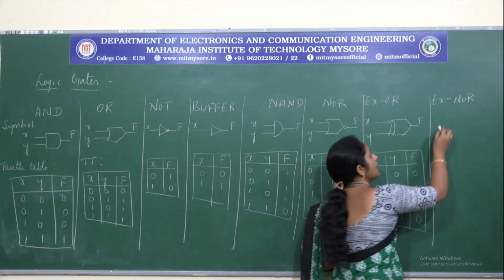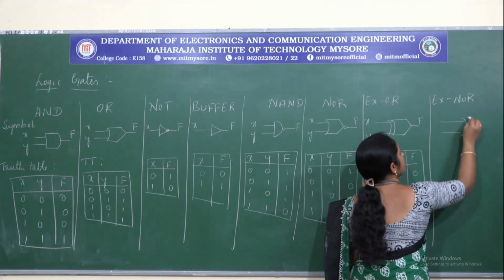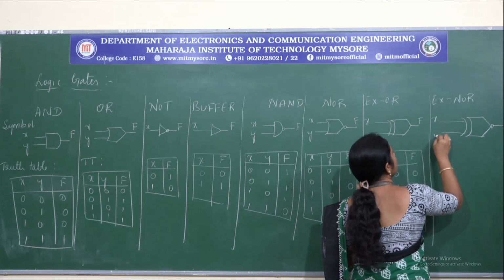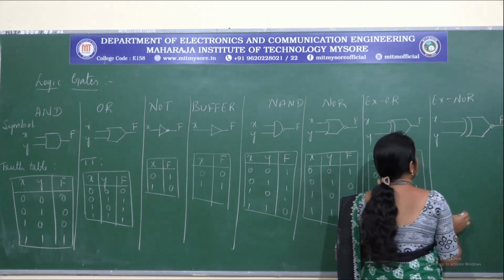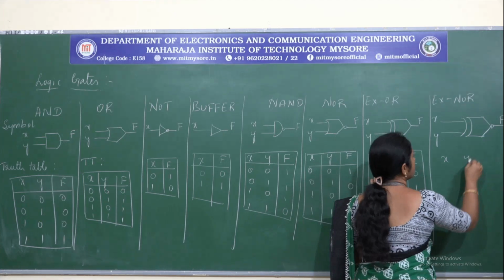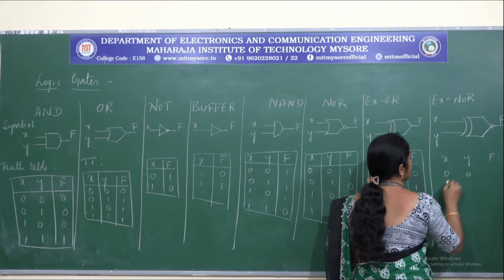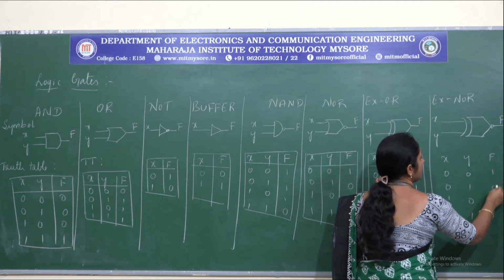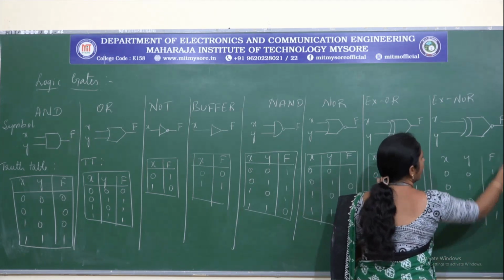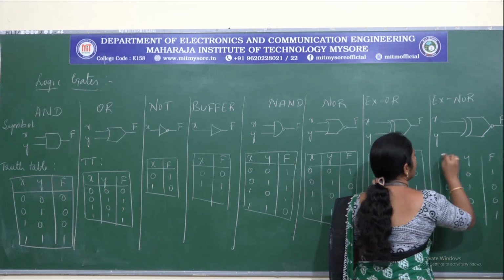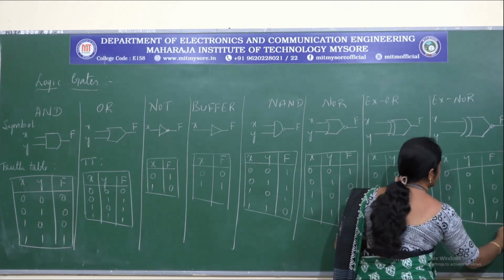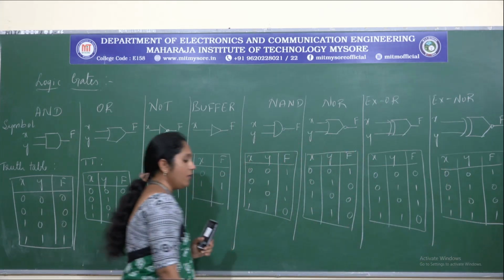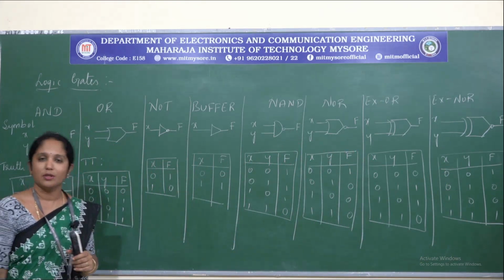At last we have the exclusive NOR gate, which is represented like this. The output is 1, 0, 0, 1. It is the complement of exclusive OR. Therefore, this is the truth table of the exclusive NOR gate.